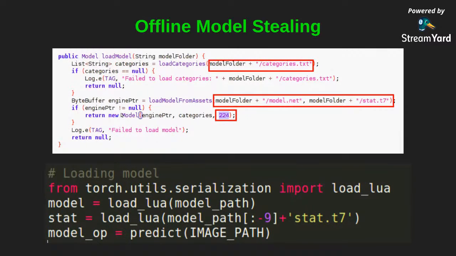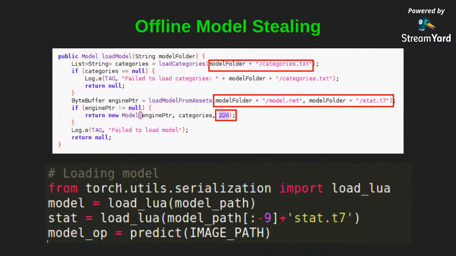And here you can see that the model class uses 224 as a value to change the user input to an input of standard size so that it can be used for predictions using the model. So now our job is to load any image, convert that image to 224 by 224 by 3, and then use the model to make predictions on that image.